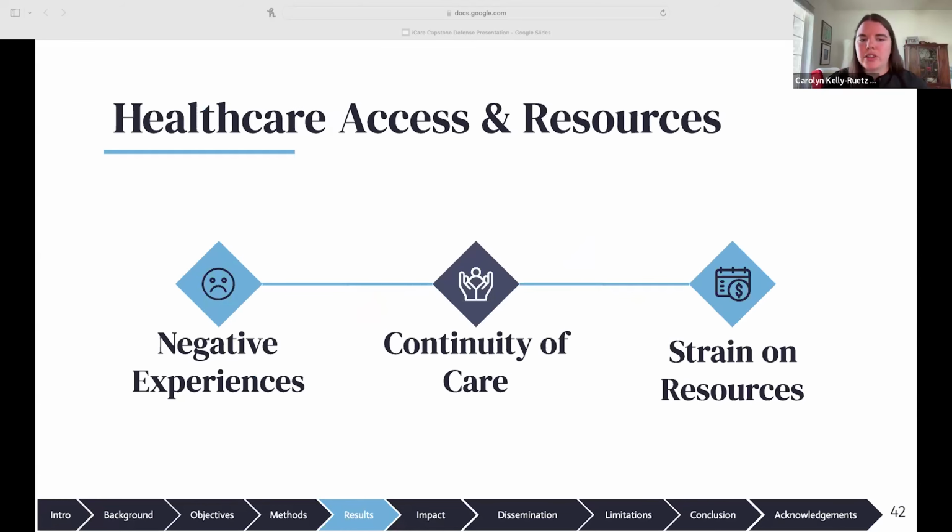Other barriers to health include difficulties with accessing healthcare. This can be due to residents' negative past experiences with receiving care and stigma, challenges with continuity of care, and strain on organizational resources, often related to trouble securing and maintaining funding.